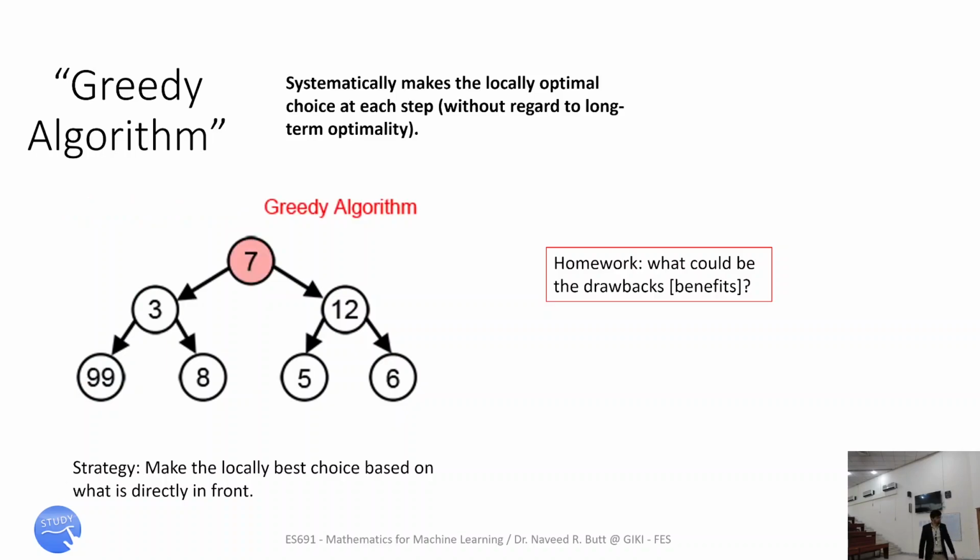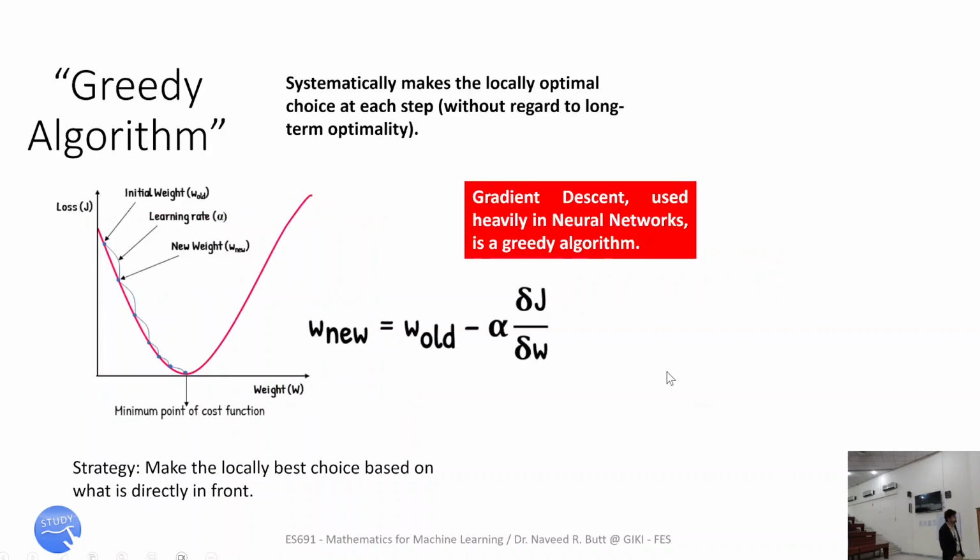Then why would we use greedy algorithms? This is a bit of homework for you too, think about what its benefit could be. They are easy, it's a simple rule, right? And you have already heard or seen one greedy algorithm upon which a lot of machine learning is built. Gradient descent is a greedy algorithm. At every point it just looks at the local slope, right? In that sense, it's a greedy algorithm.